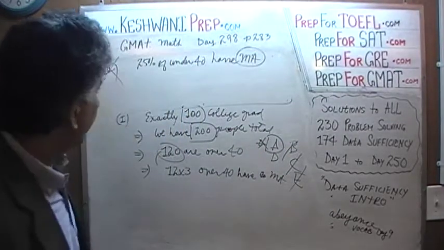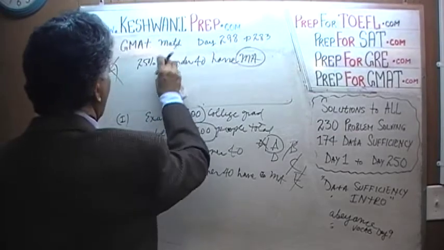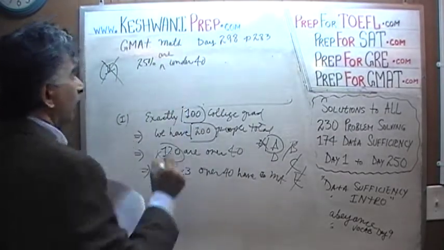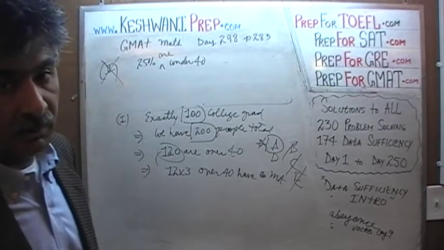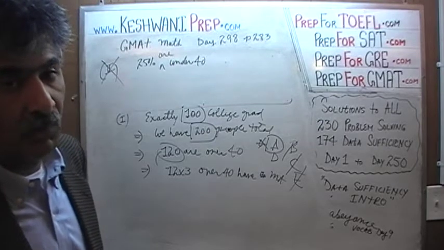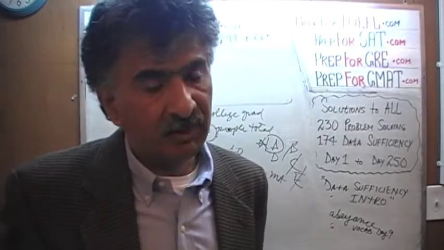If they had told us this part, 25% are under 40, now that would have done the job. If 25% of people are under the age of 40, then 75% are over the age of 40, and then we can figure out how many people over the age of 40 have a master's degree, because they tell us that 30% of those people have a master's degree.